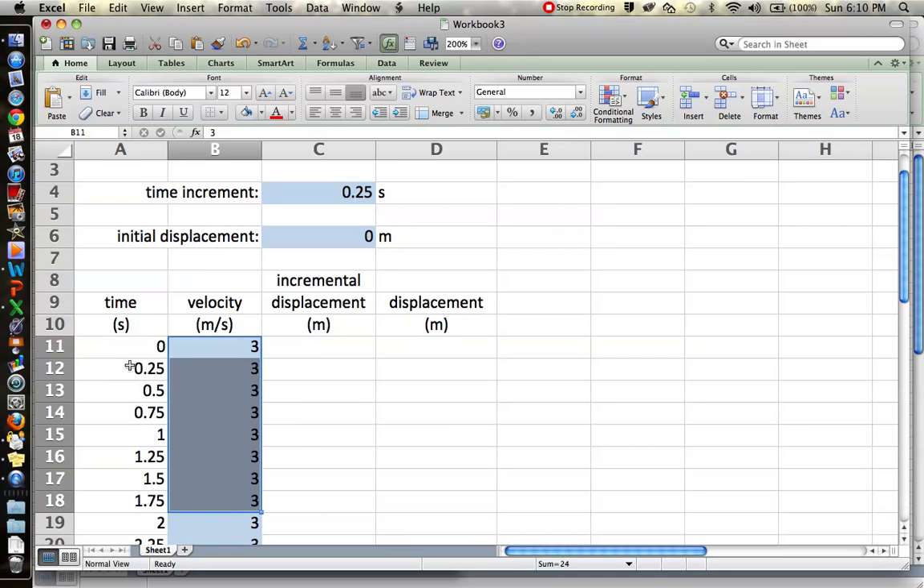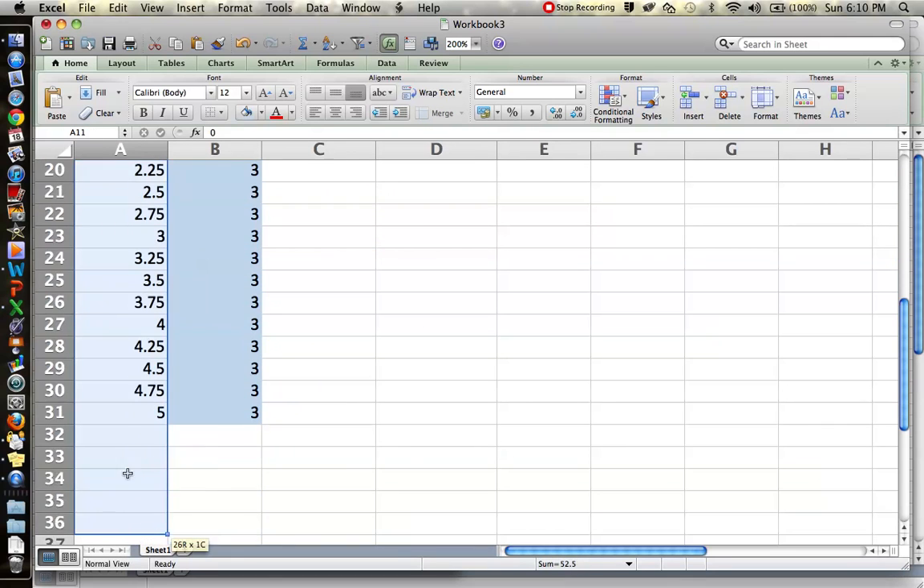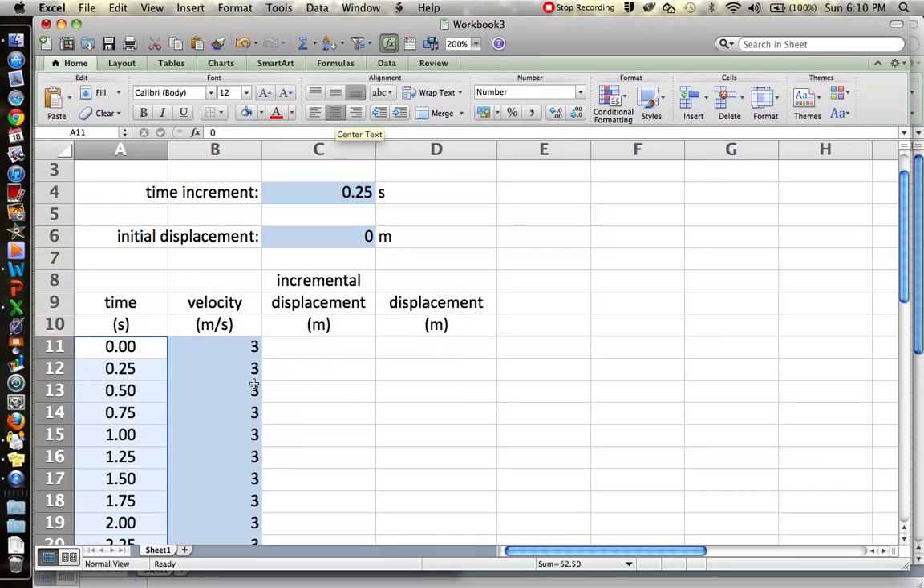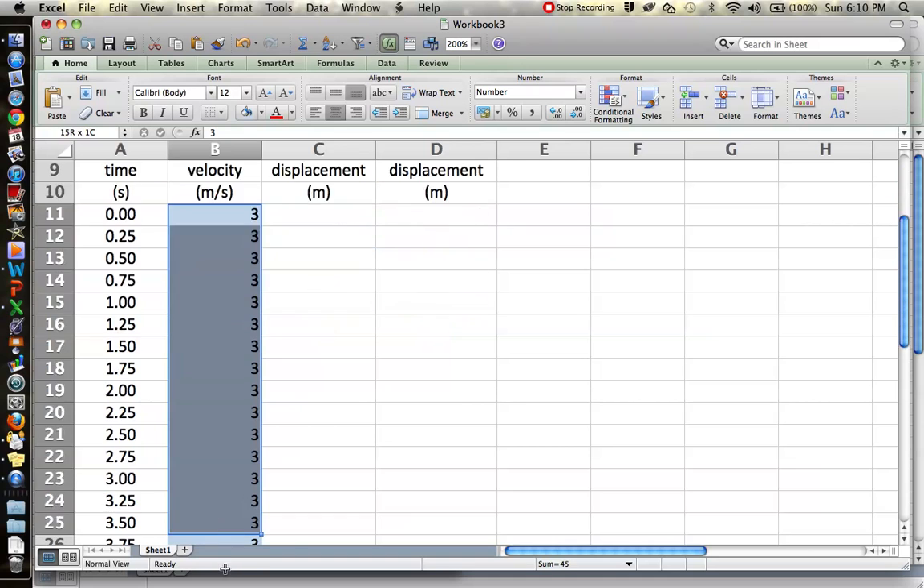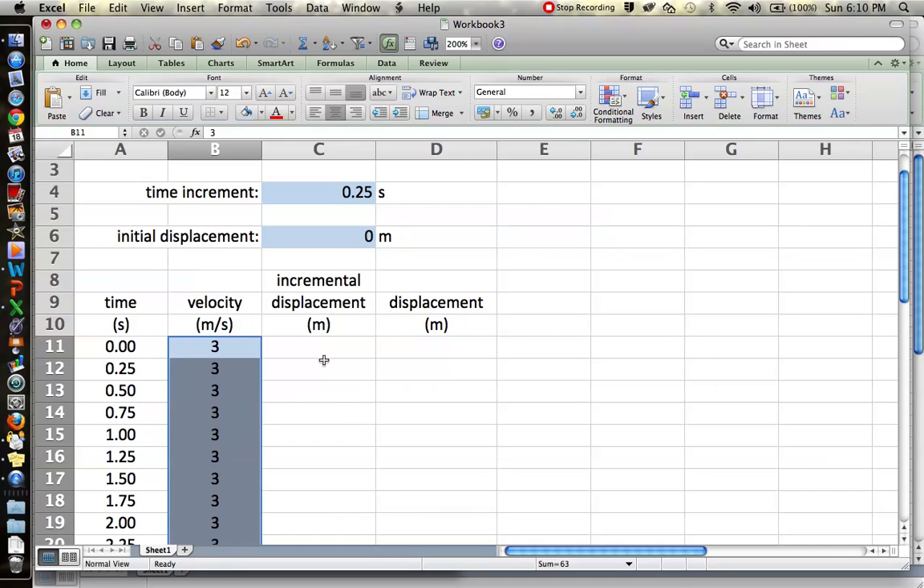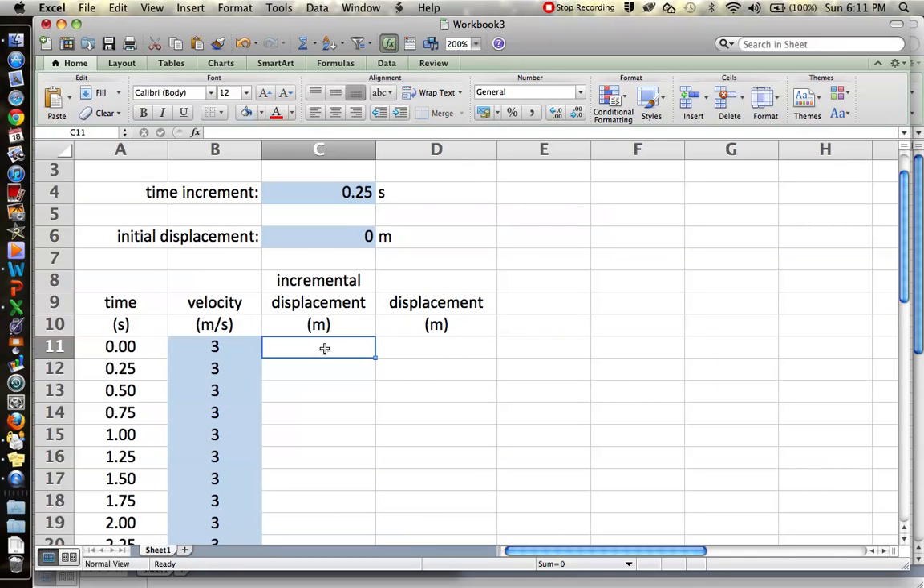Let's go back. Here's something I missed. I like to get these columns nice and tidy. Tidy up the numbers so that they have the same number of decimal places, and centralize the numbers. This one here, we could make that in the center as well. Incremental displacement, well, up until time 0 there's been no increment, so we come down to this one.